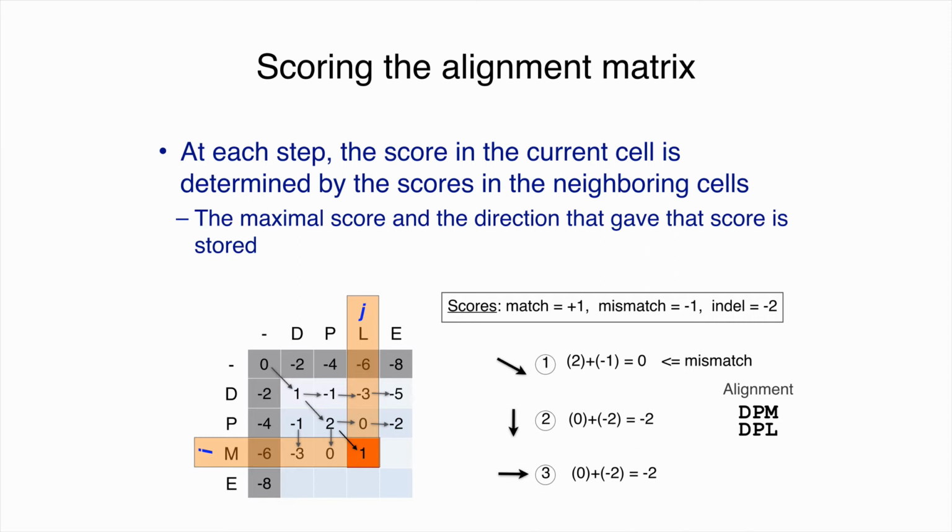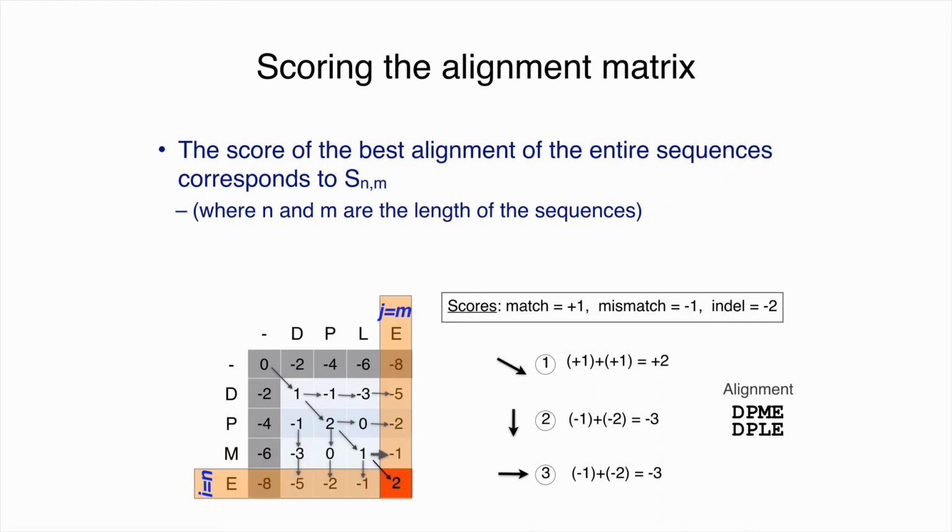Okay, so I keep going until I've filled up the entire matrix. And I've arrived at the end, and I'm happy, right? I filled in all the cells, and I'm in my happy place here. And this is a happy place not just because I'm finished, but because it yields the optimal alignment score for these two sequences. In this case, the optimal alignment score for these two sequences is +2.